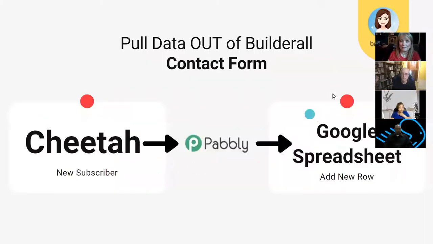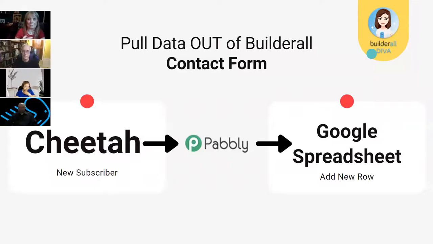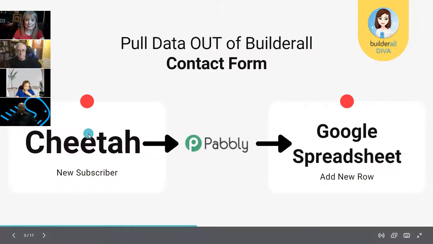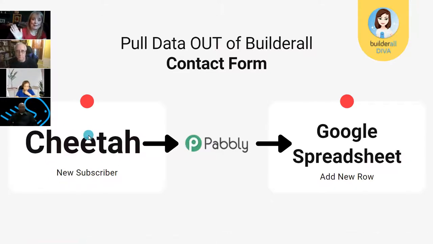So let me go here. So this first one, I can actually pull data out of Builderall through a contact form. So I can set up the contact form inside of Cheetah, and then I can just bypass Mailing Boss and actually send it straight to Google into a spreadsheet.